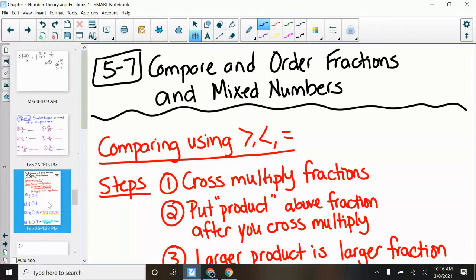So today we're going to start learning how to compare and order fractions and mixed numbers. Okay? And I'm going to tell you, we're only going to get through one part of this today. But just get the title down. Learning how to compare, which means we're going to look at two things and compare them by saying if it's greater, less, or equal.